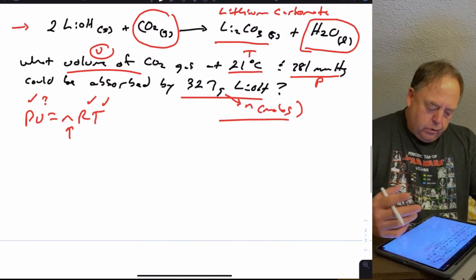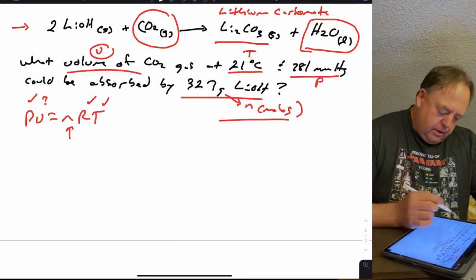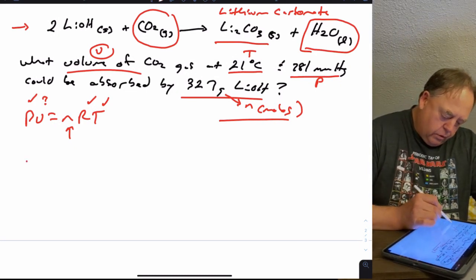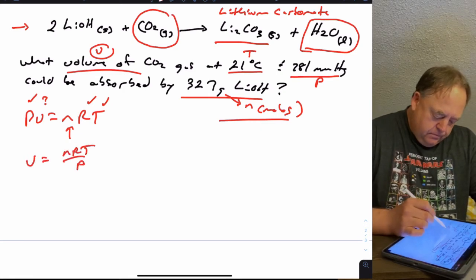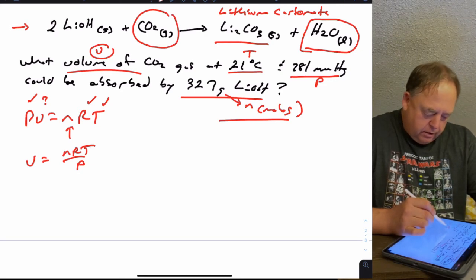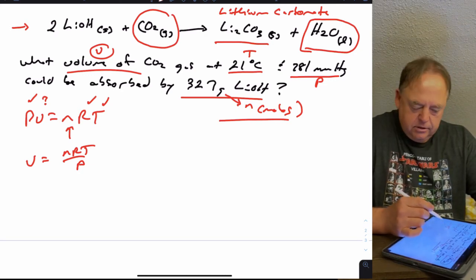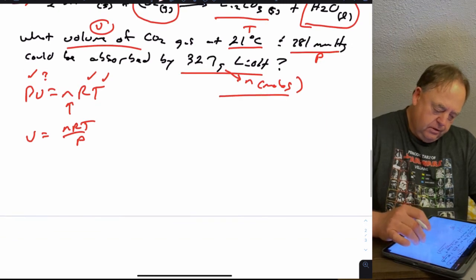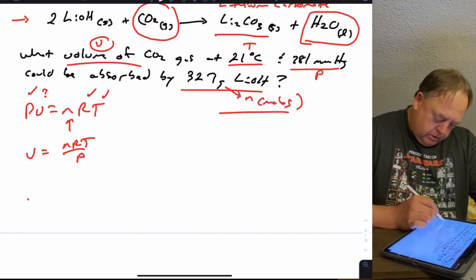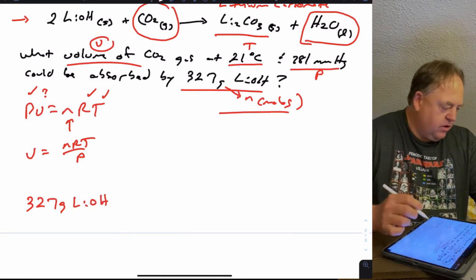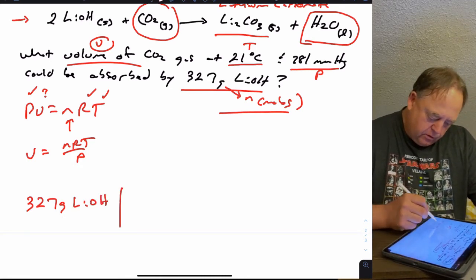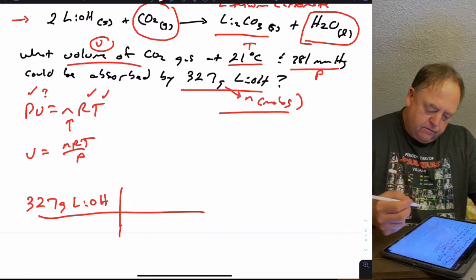Okay, so the first thing we have to do is a stoichiometry problem. And then we're going to use what we get out of that to solve for volume. So volume is nRT over P. Since we're given R, T, and P, we have to figure out N. So we've got to do the stoichiometry first. Okay, so we have 327 grams of lithium hydroxide, and let's convert that to moles. So how would you convert that to moles?